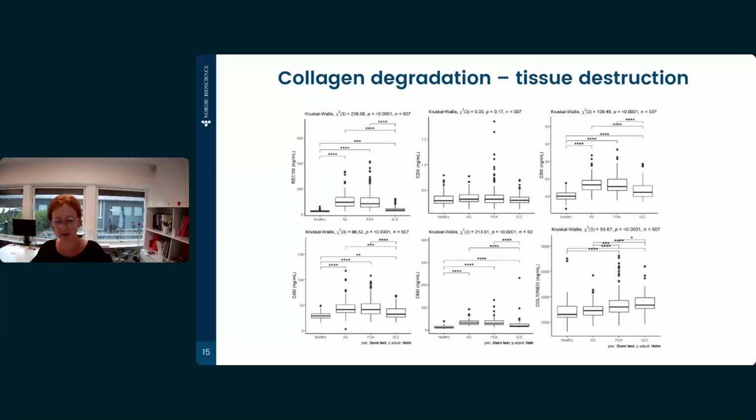And one of the jokers in the study was that we wanted to look at type 10 collagen because that's associated with endochondral bone formation. And that's something that I think is especially important for AS and PSA patients. So here we actually see a significant elevation across the different diseases as compared to healthy controls, especially PSA and lupus patients.